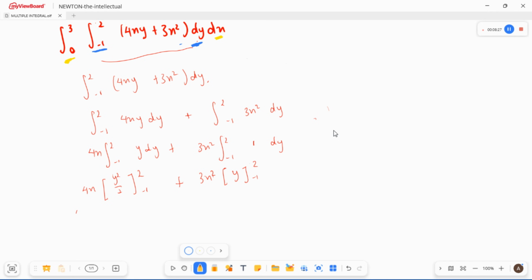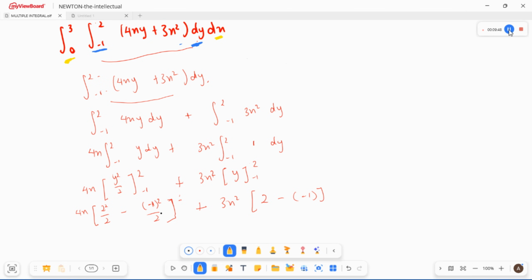So now we can solve. One thing I want you to understand is that in this expression, we integrated with respect to y. So these values here are y values. You cannot substitute them for x, only y, because we are integrating with respect to y. So wherever we see y, we put 2. We're going to have 2 squared over 2 minus 1 squared over 2. Then plus 3x squared, and then input our values for y here as well: 2 minus 1.